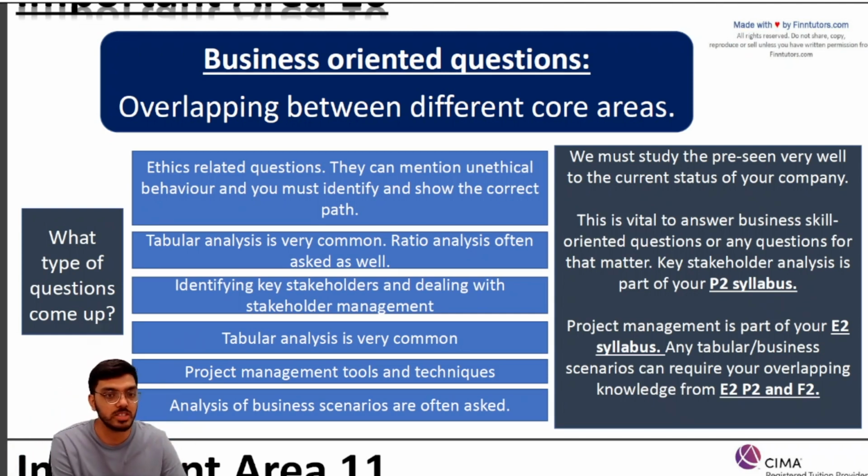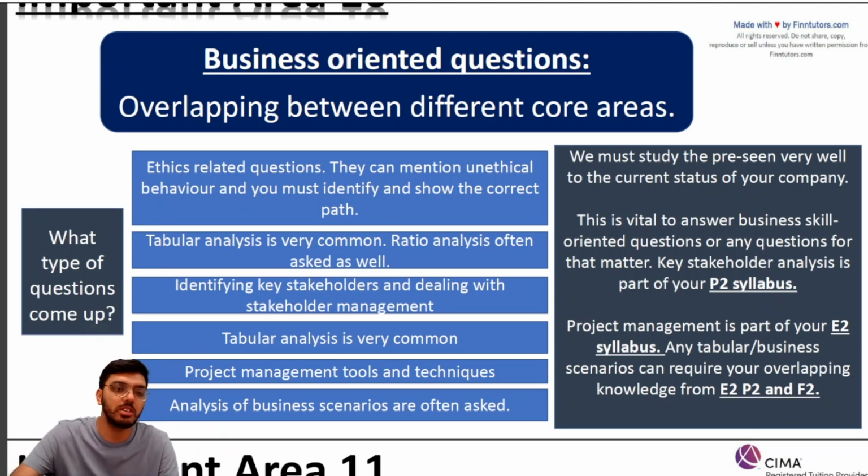Third thing, very important, is stakeholders. What are key stakeholders, and how do you manage stakeholders? Very important. Again, tabular analysis in any form is very common. A common MCS question is relating to project management tools and techniques. How can you manage a project better? What are the tools you can use? Part of your P2 syllabus. So we must study the pre-seen very well. You need to know your company in and out to answer these business oriented questions. This is very important. So a vital skill to answer business oriented questions like this is knowing the pre-seen.